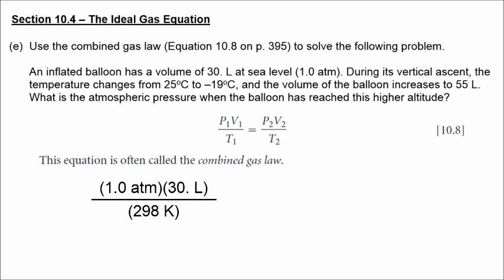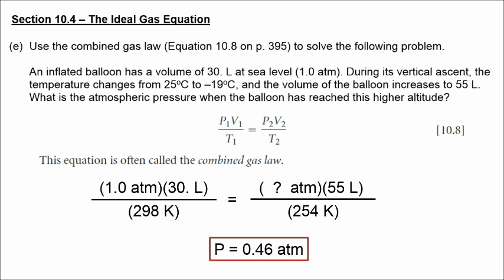As this balloon rises to a higher altitude, the new pressure is, we don't know. The new volume is 55 liters, and the new temperature is negative 19 degrees Celsius or 254 Kelvin. If we go ahead and solve for the new pressure, we end up with 0.46 atmospheres. And again, that makes sense because at a higher altitude, the atmospheric pressure would be less.